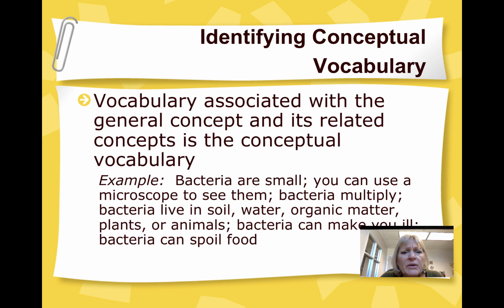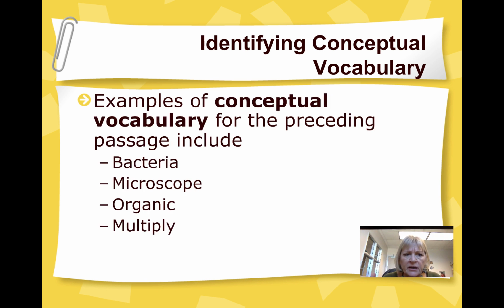And then we think about vocabulary associated with that general concept and its related concepts, in terms of that conceptual vocabulary. So bacteria is small. You can use a microscope to see them. They multiply. They live in soil, water, organic matter, plants, or animals. They can make you ill. They can also spoil food. So now I'm getting a little better feel for what bacteria can do.